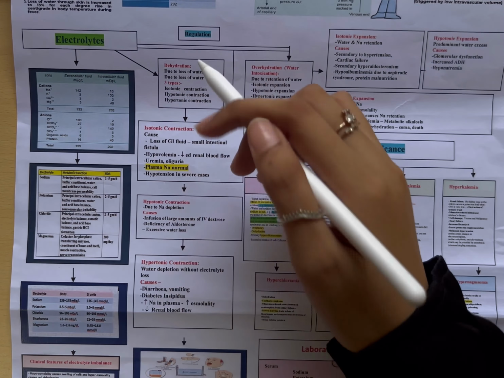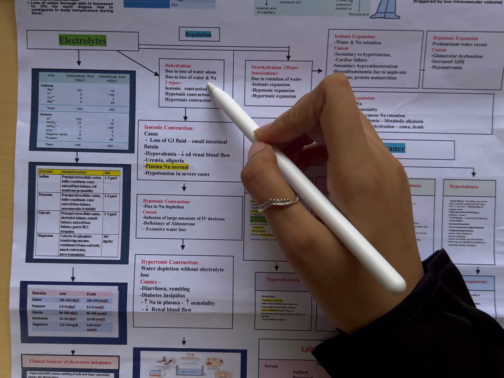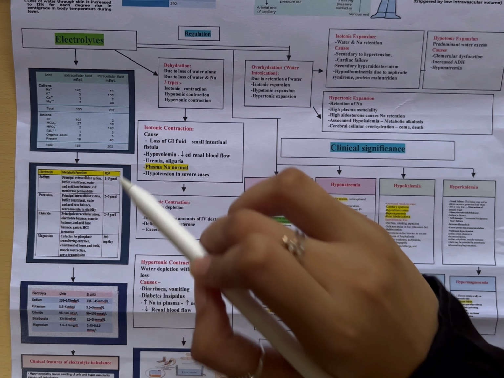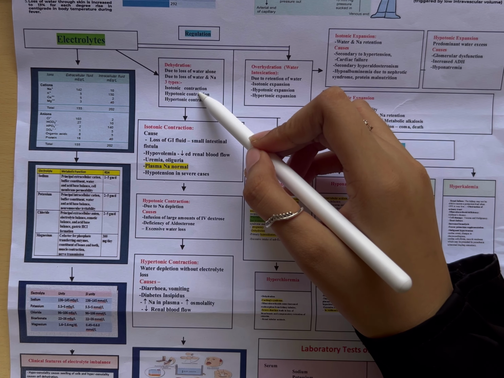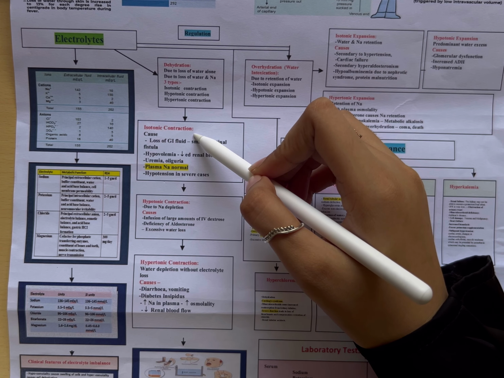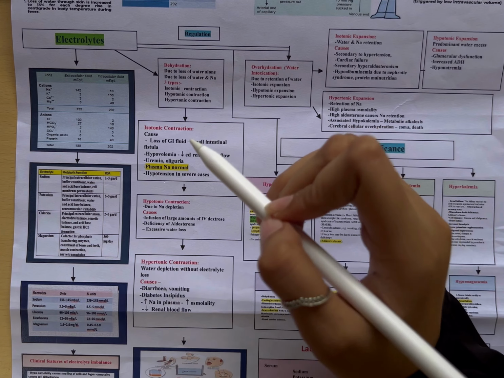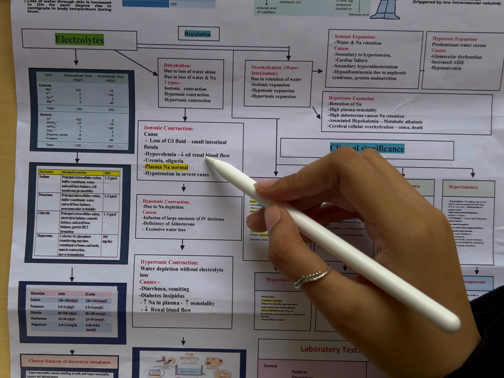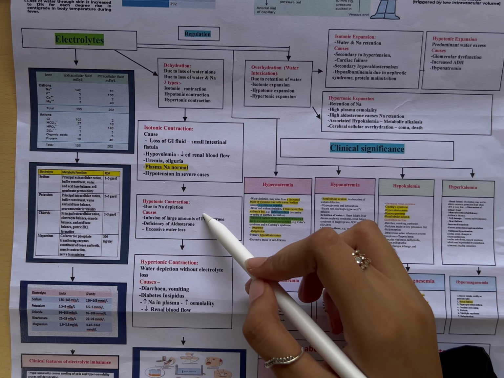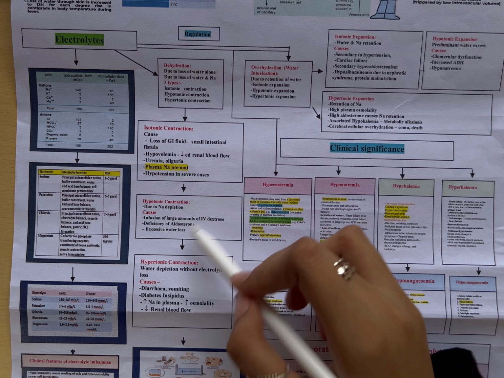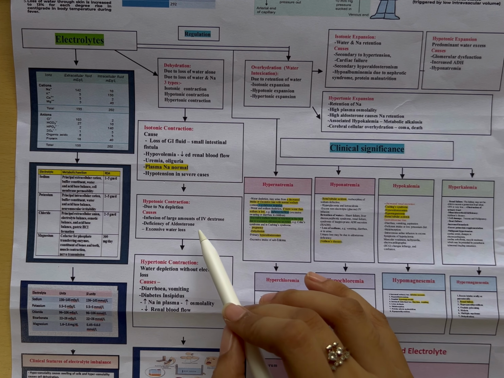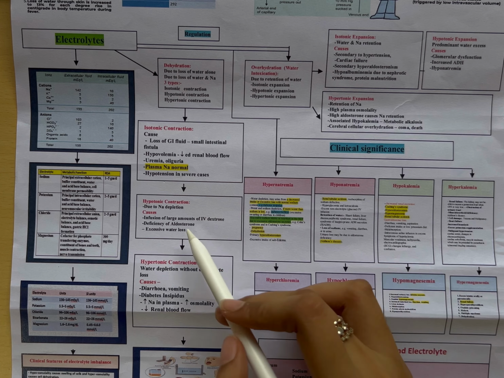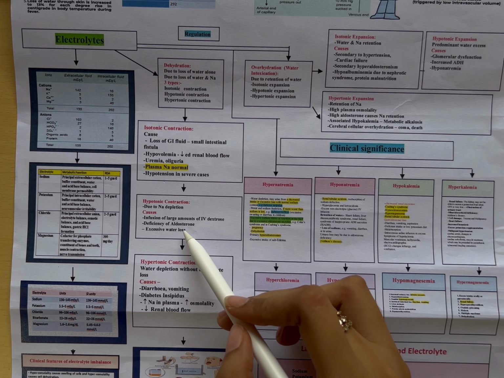Now talking about dehydration, which is a condition that occurs when water loss exceeds water intake. Types of dehydration include isotonic contraction, where equal amounts of water and sodium are lost from the body, as seen in case of diarrhea. And then hypotonic contraction, where the sodium loss is more than the water loss, leading to low sodium levels in the body. For example, it is seen in Addison's disease, where aldosterone deficiency is seen.